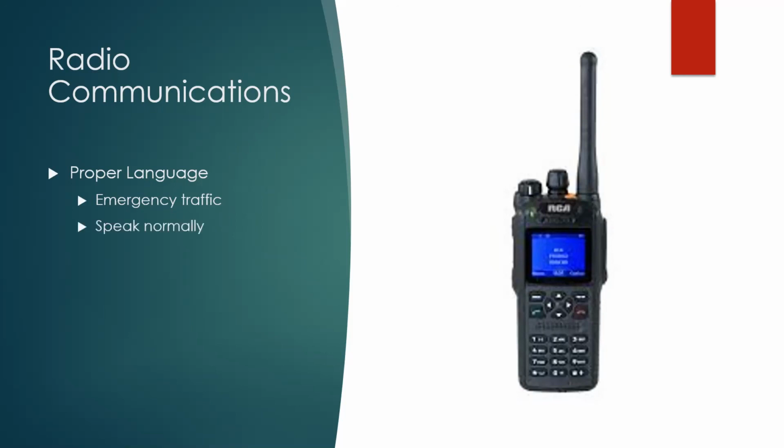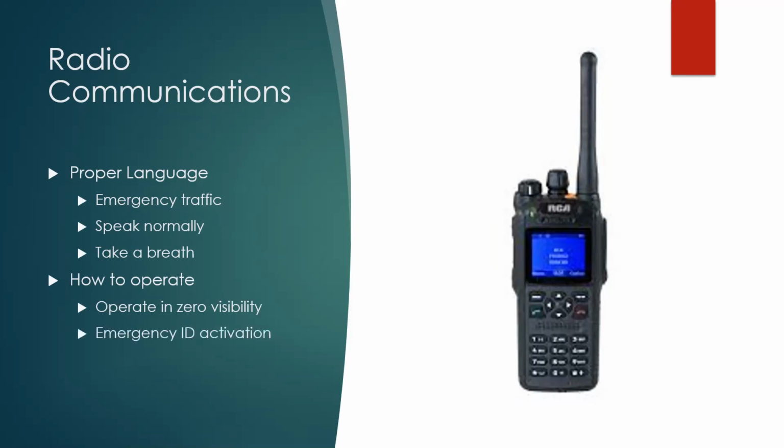Speaking normally, like we said, no 10 codes. Take a breath. It's a big deal, especially if you find a victim. Before you go keying up the radio, take a breath and think about what you're going to say before you transmit. We also need to know how to operate our radio. That's way before we even get to the fire. Operating in zero visibility is another training item we can have. And then emergency ID activation. Sometimes you need your hands, and we know how long our hot mic would be whenever we activate our emergency ID, and we can keep working.